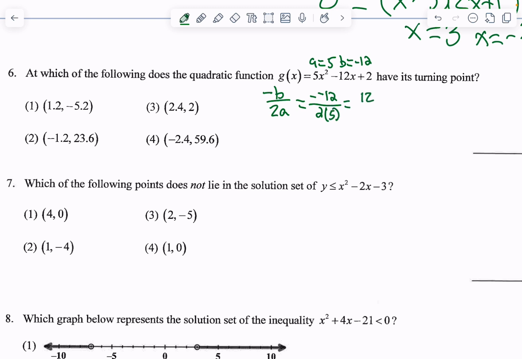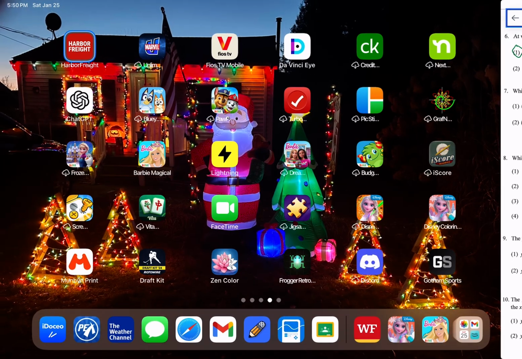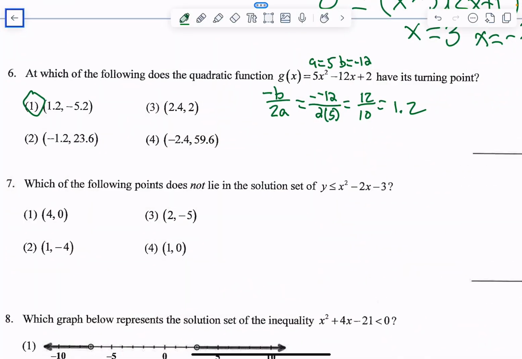So this is 12 over 10, which if you reduce it, is 1 2/10, or 1.2. Okay, and the only one with positive 1.2 is this one. Now, on your calculator, you really can't find it unless you do a minimum, right? So you can find these. We know that it's this shape because it's a positive x squared, right? That's 5. A is positive.